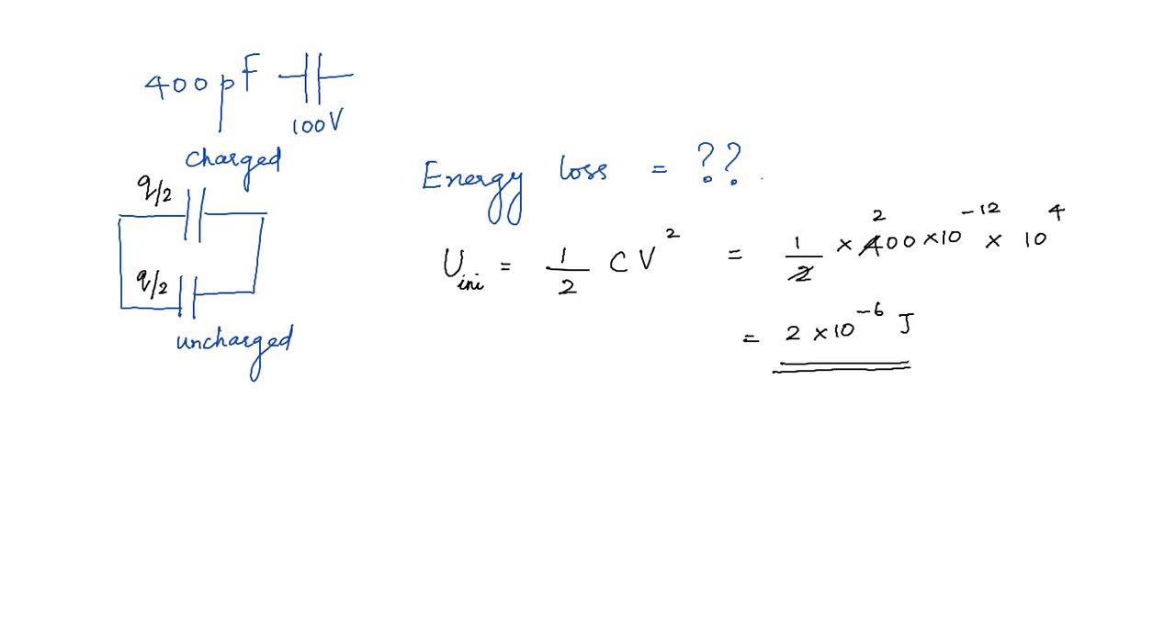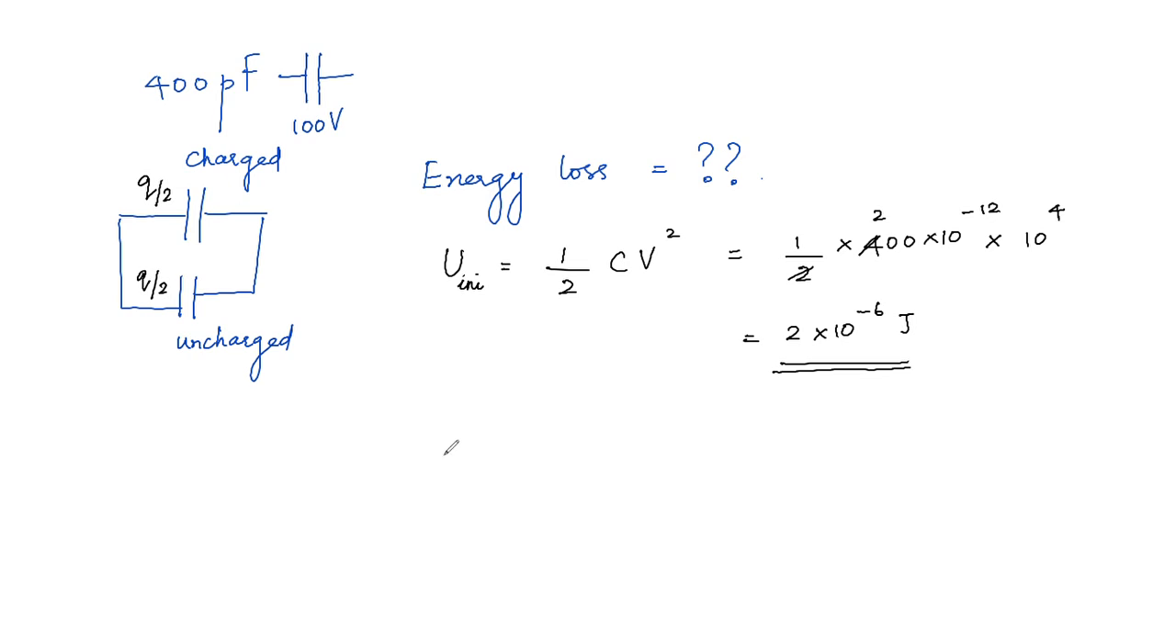Each of them will become Q by 2 because that is when the charge is equally distributed in both of them. And what is going to be the potential that it is connected to? The potential across the charged conductor would be 100 volt. Yes or no? Yes, Mayank, that's absolutely right.